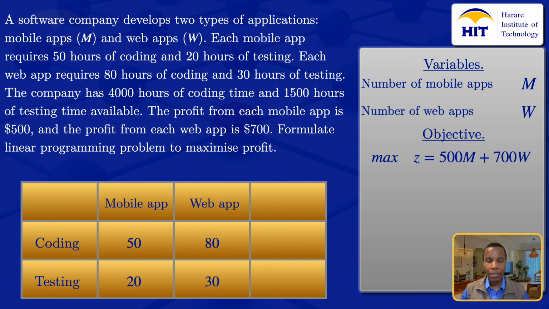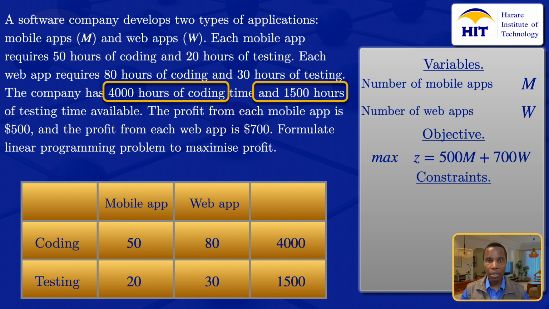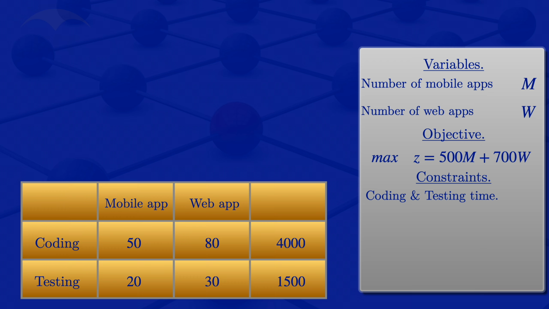Now go on and look at the constraints that we have. And the company has 4,000 hours of coding. So when we add the coding for the mobile app and the web app, the total time should not exceed 4,000. And it has a maximum of 1,500 hours for testing time available. So we have the testing time there, the total should not exceed 1,500. So in this case, the constraints are the hours that are highlighted there, the coding and testing time. So I now have the information in a table there.